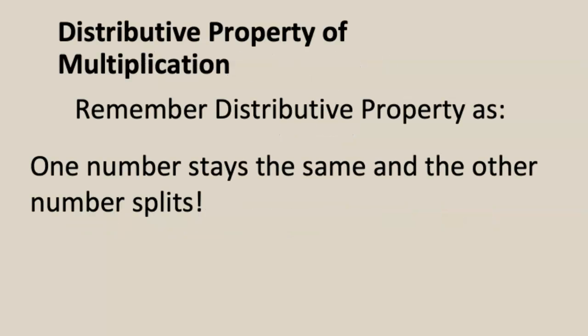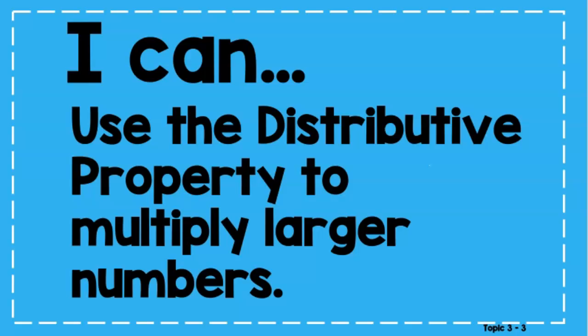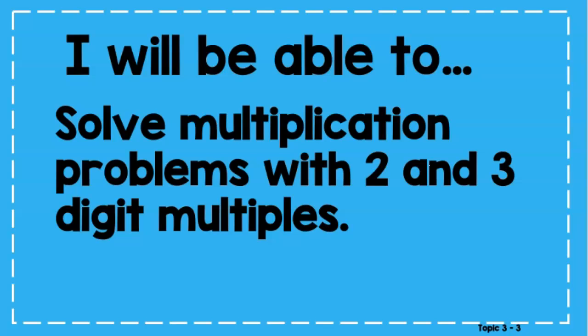Distributive property of multiplication. Remember, distributive property is one number stays the same and the other number splits. Our learning intention today was I can use the distributive property to multiply larger numbers. Our success criteria, I will be able to solve multiplication problems with 2- and 3-digit multiples.